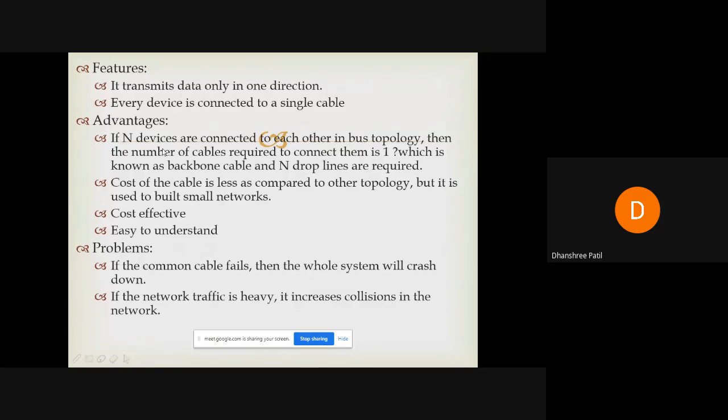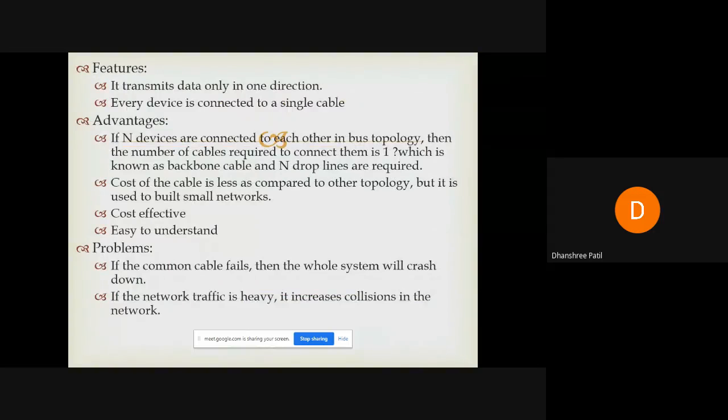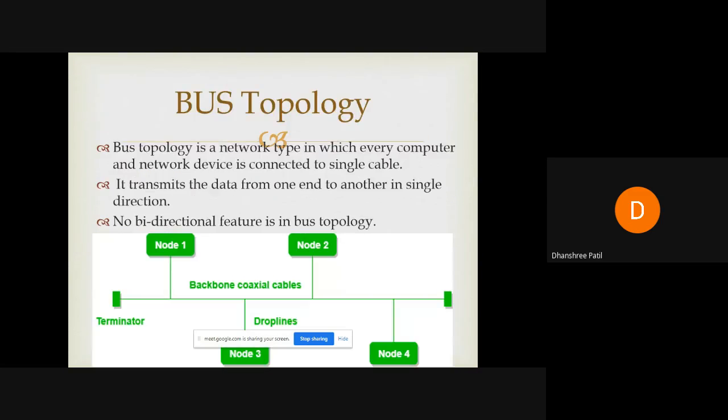Now you can see what the advantages are. We can add any number of devices here. As only one cable is required, I can increase this network by just adding nodes to that one cable. So that is the advantage. Obviously only one cable is required, so it is cost effective, and it is easy to understand. So that is the advantage of the bus topology.